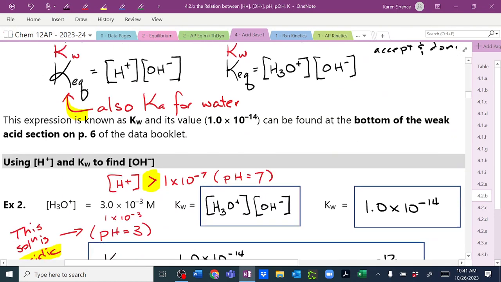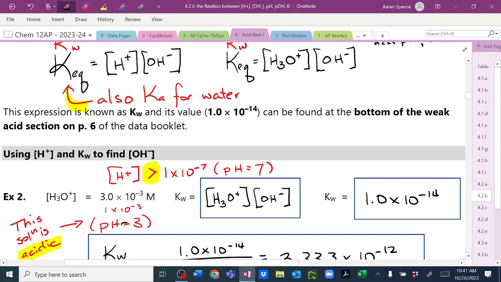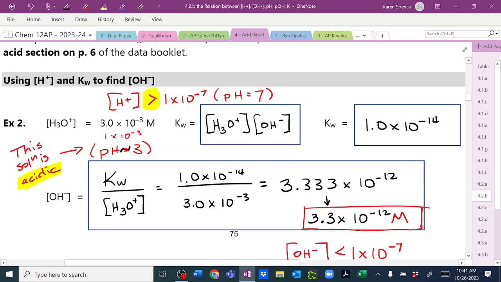So our pH here is approximately 3. Not actually 3. It'll be something else.